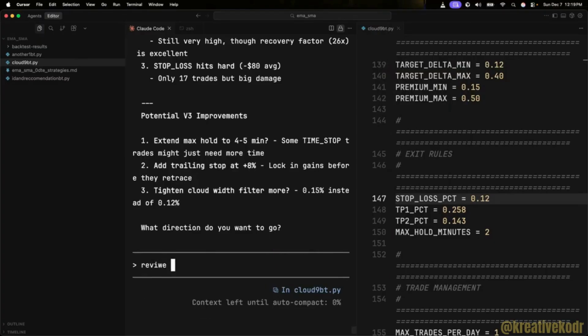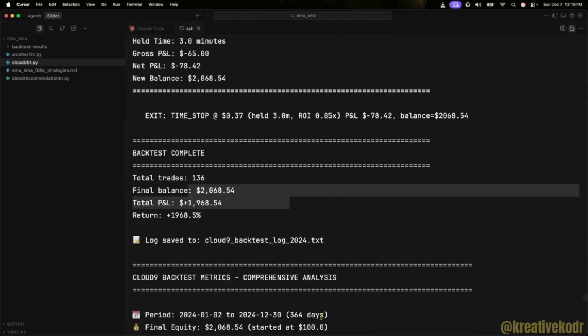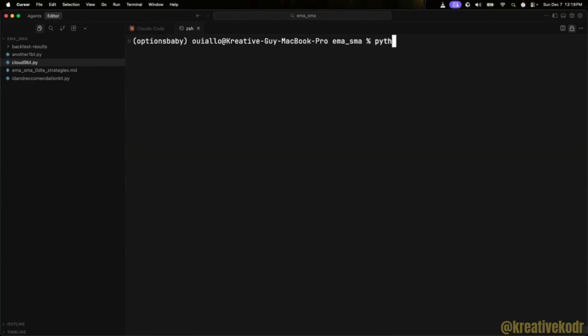All right, review what we have done. The reason I did that is because it's going to compact. I knew it was going to compact. So, all right, now let's run our new backtest.